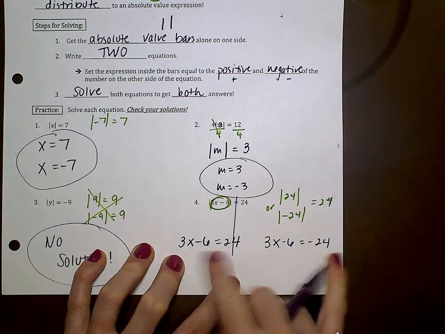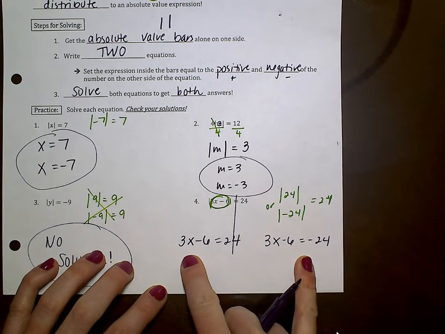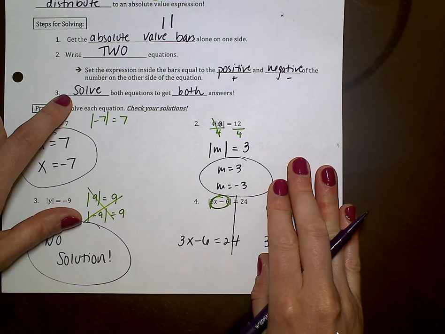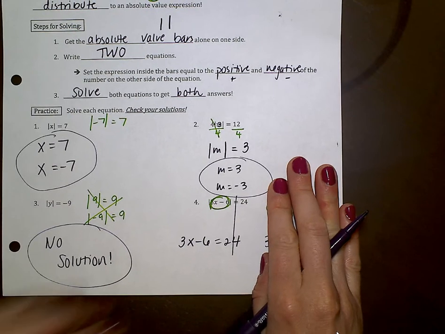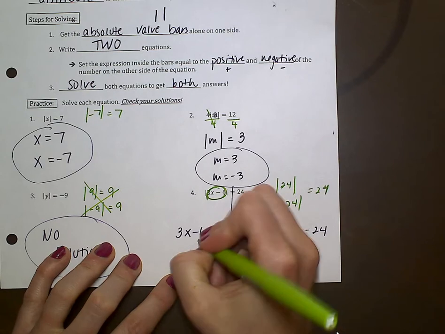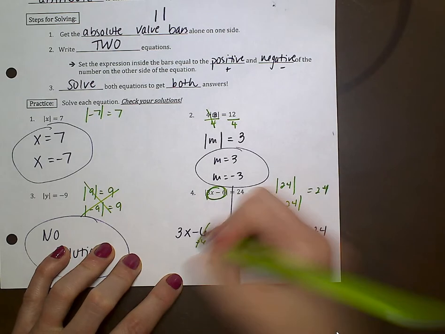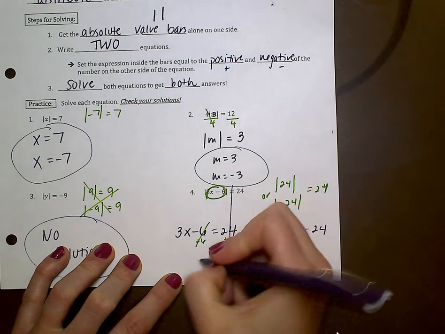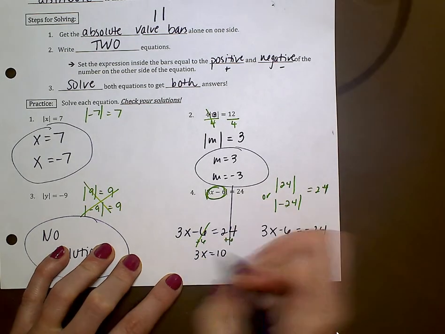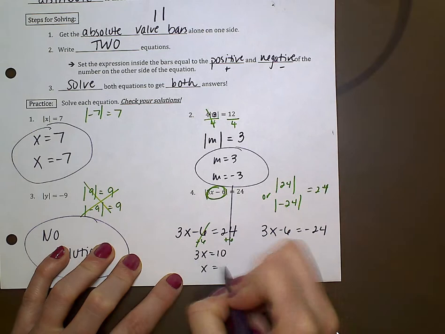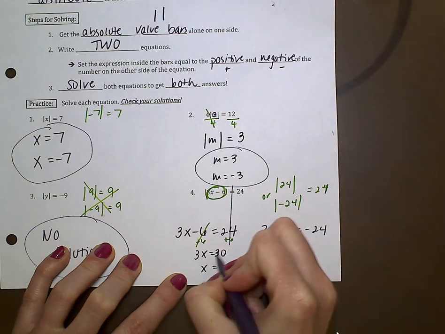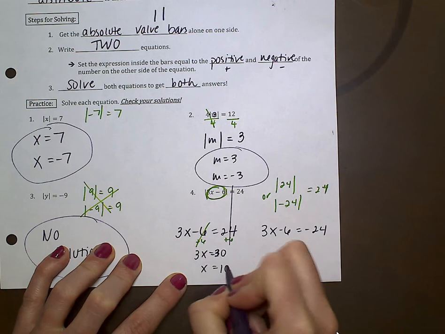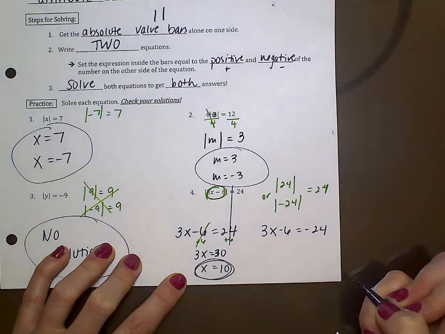Okay, so that's how I write the two equations. And then I just solve them individually. Think of them as separate problems now, and I'll get both of my answers when I do that. So let's solve this one first. I'm going to add 6. Don't even pay attention to that second equation. Just solve that first one. And then I'm going to divide by 3, and hopefully, nope, 30. I'm one step ahead of myself. I'm going to do 30 divided by 3, which is going to give me 10 for my first answer.